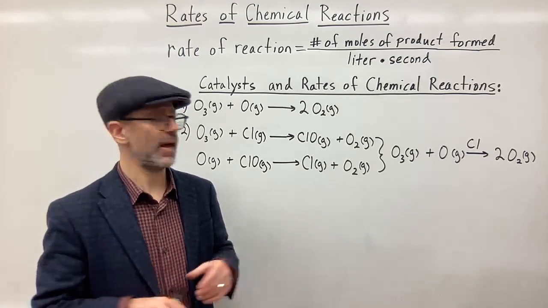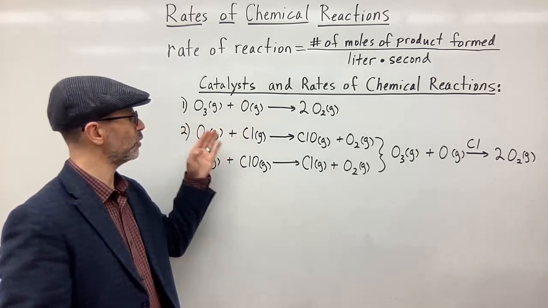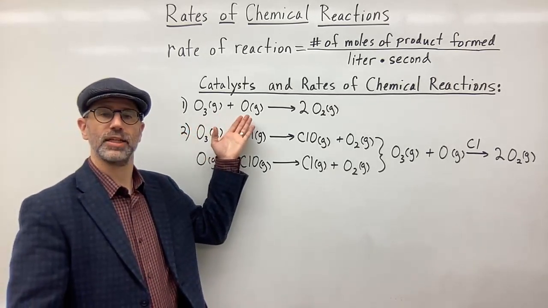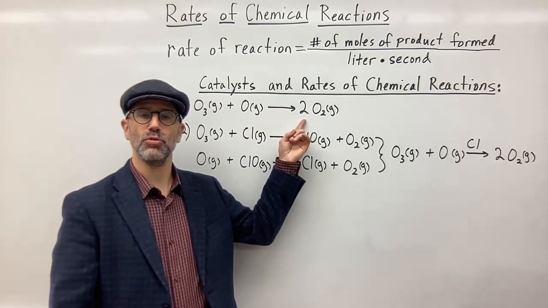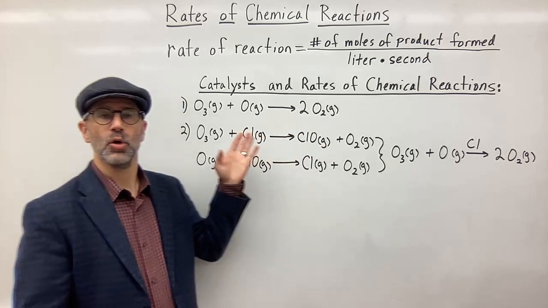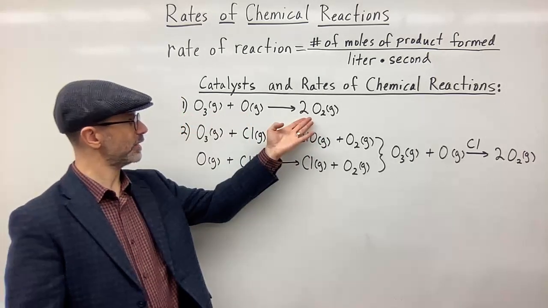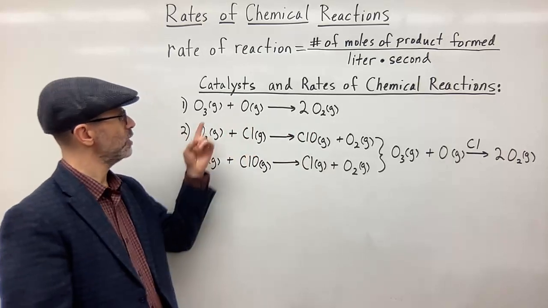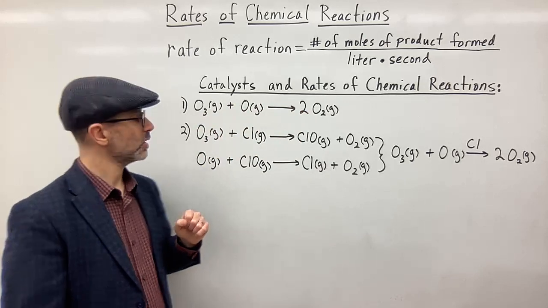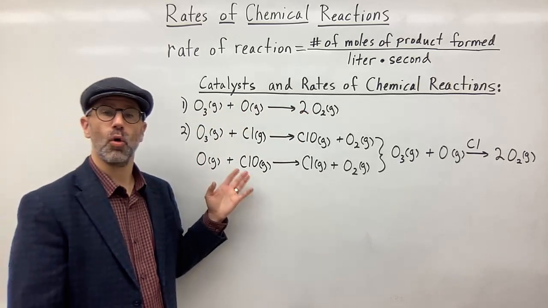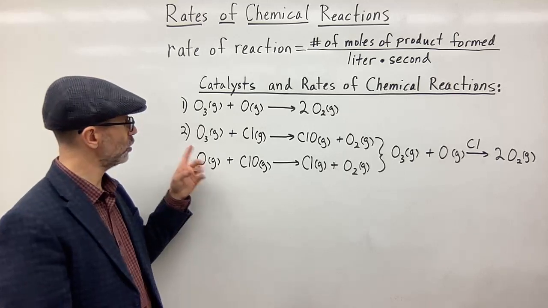So what do I mean by that? Here's an example. If we go back to the example of ozone reacting with an atom of oxygen to form two molecules of oxygen, we could do it this way. This is one way, directly with no catalyst. This will have a certain rate to it. But in a second option, we can use a catalyst.